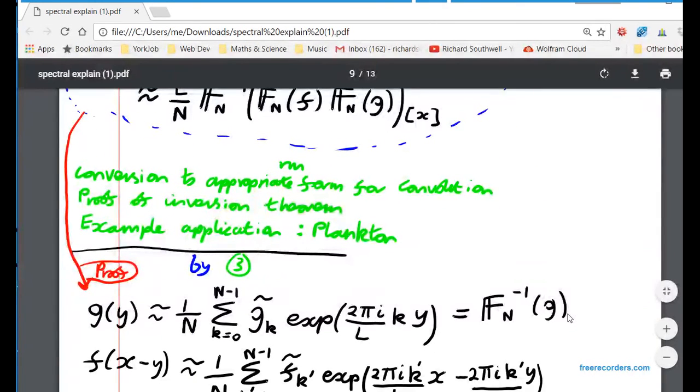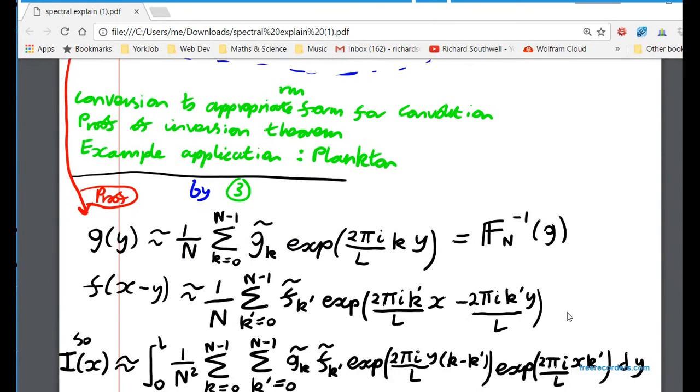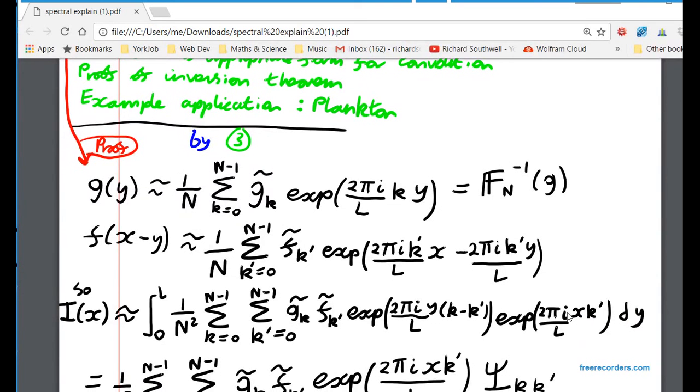But to see the details of it, it's best to just go through a proof. So if we write g, we'll just use our equation 3. We'll write g as a truncated sum involving these Fourier coefficients. So that's g of y. And we also have f of x minus y. We can write that as a sum.